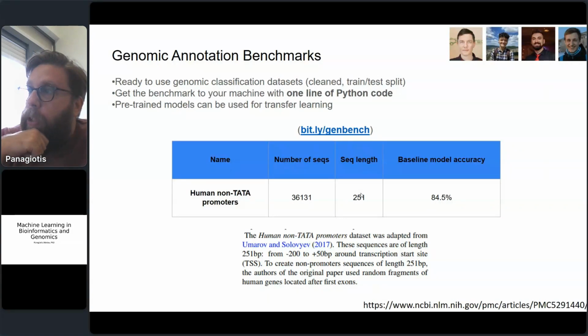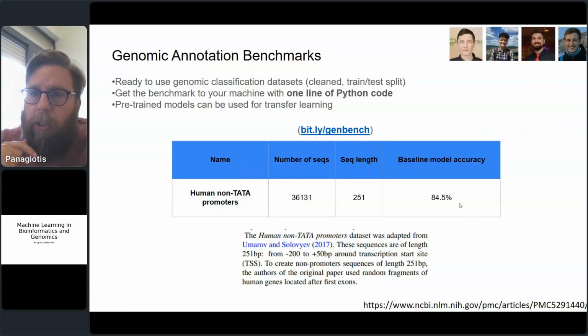This was originally published in 2017, but we have taken the data from this publication and repackaged it among other data sets to make a benchmark suite. I picked this one because it is the most straightforward to explain. If you go to this link, you can also download other benchmarks that we have, and we have again run the convolutional neural network on each one of them, so there's a baseline.